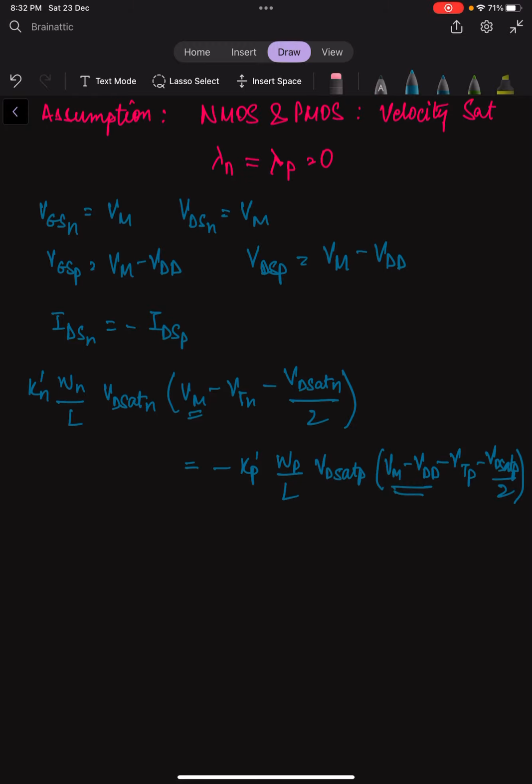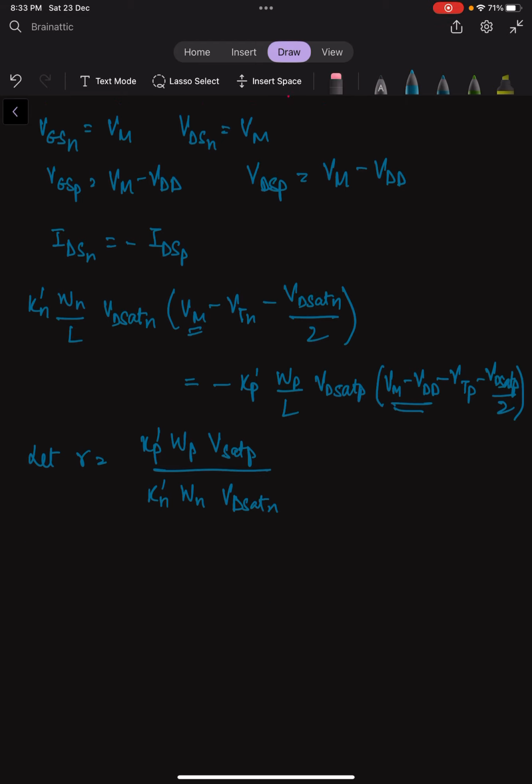Let us introduce another variable. Let us say R, which is nothing but equal to Kp prime Wp Vd sat p divided by Kn prime Wn Vd sat n. This simplifies our equation a lot. We'll see. Vm minus Vtn minus Vd sat n, whole divided by 2, is equal to minus R times Vm minus VDD minus Vtp minus Vd sat p divided by 2.